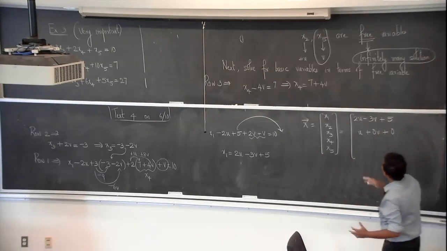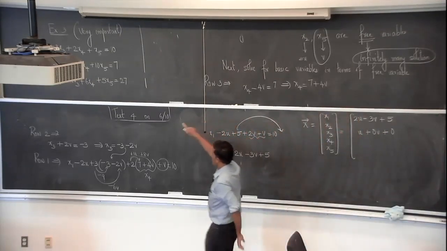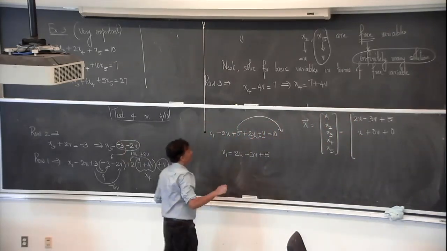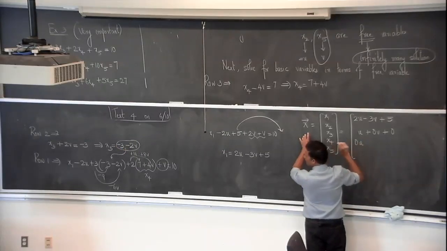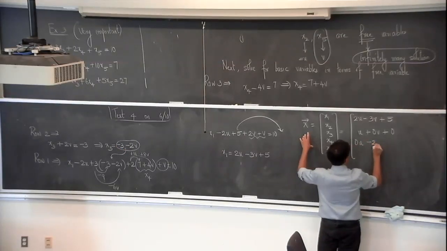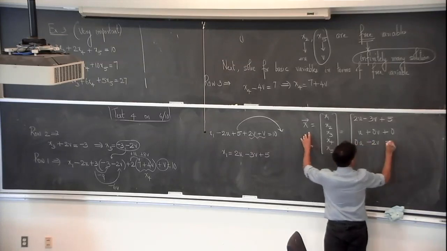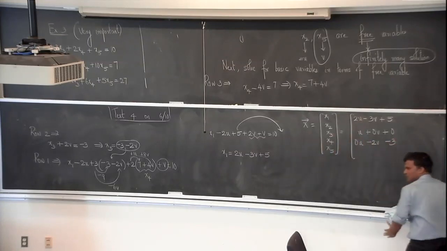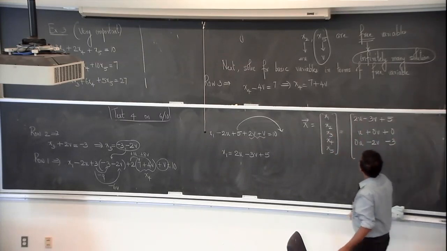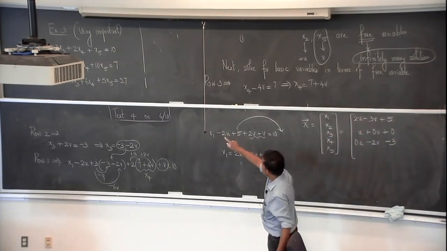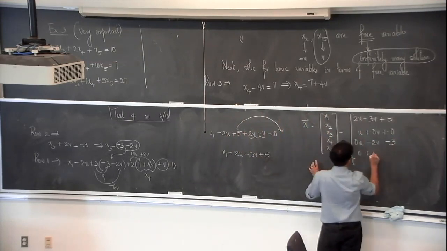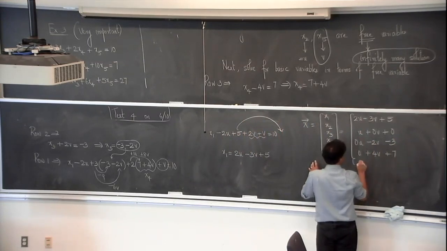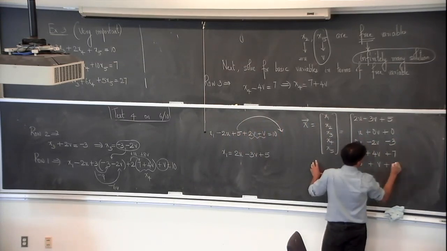x3 is negative 3 minus 2v. So it's 0u minus 2v minus 3. Just keeping things aligned nicely. x4 is right here, 0 plus 4v plus 7, and x5 is v, which is 0 plus 1v plus 0.